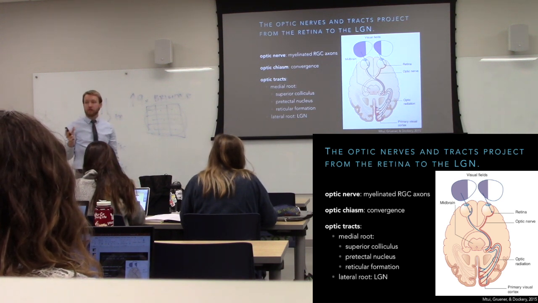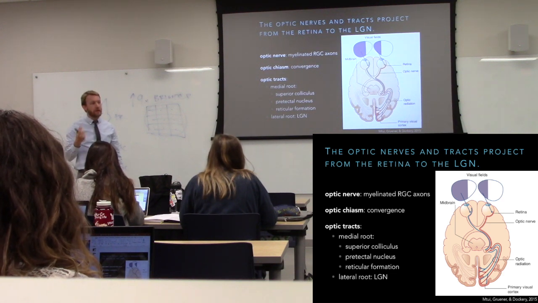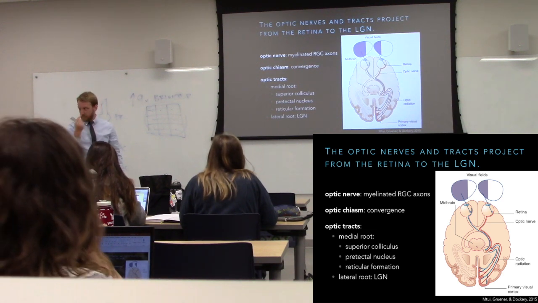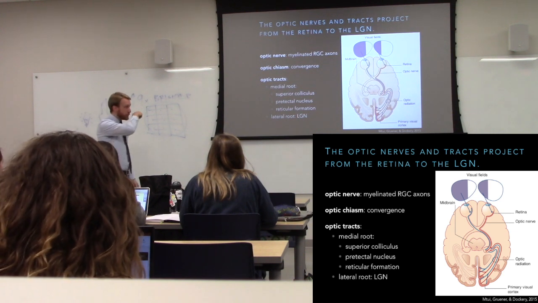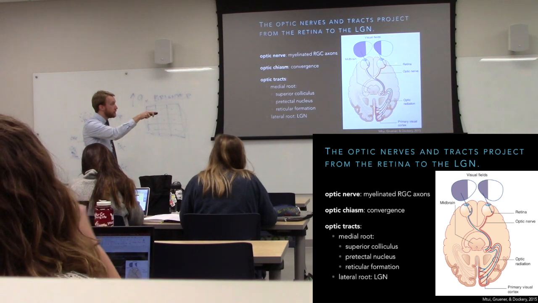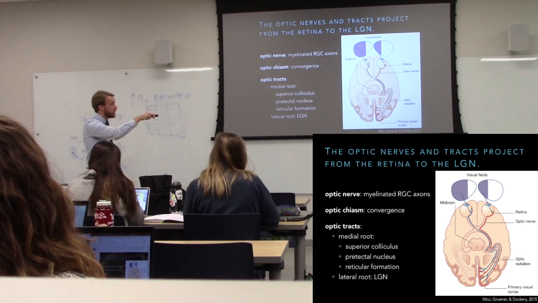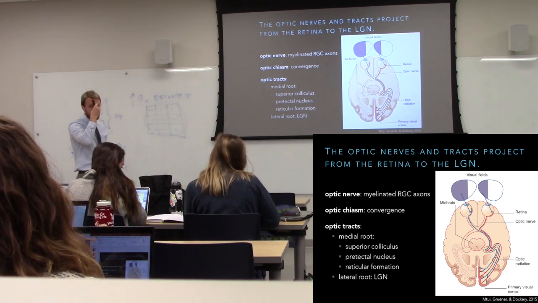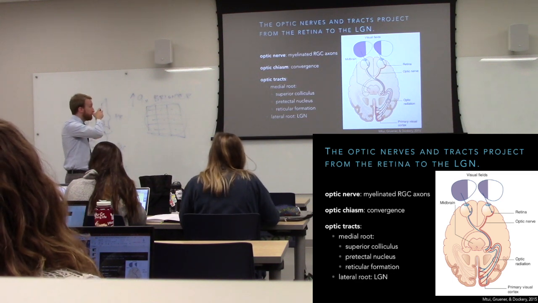So it's contralateral, just like most things in the cortex, like motor control, somatosensation. But it's not contralateral for the eye. Keep that in mind. It's contralateral for your visual field. So some axons are going to stay on the right side from the right eye. Others are going to cross over and hit the left side. Depends on what part of the world they're picking up.